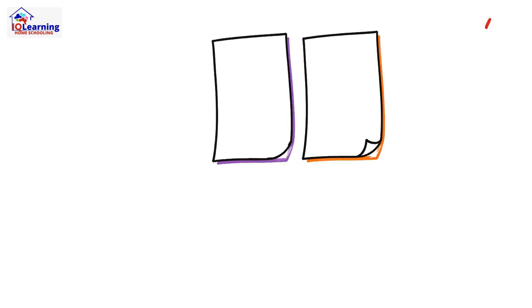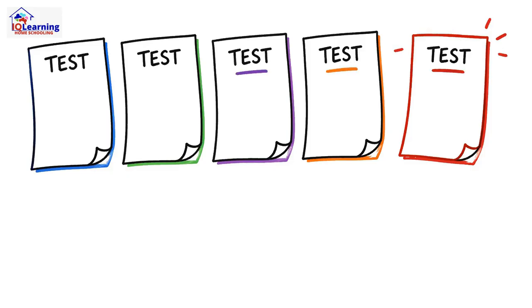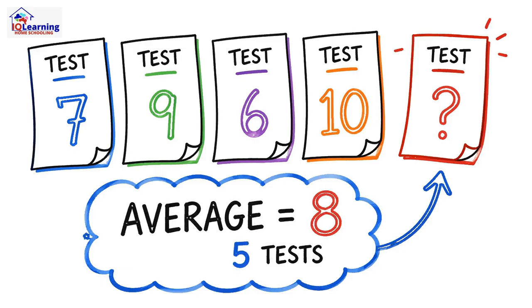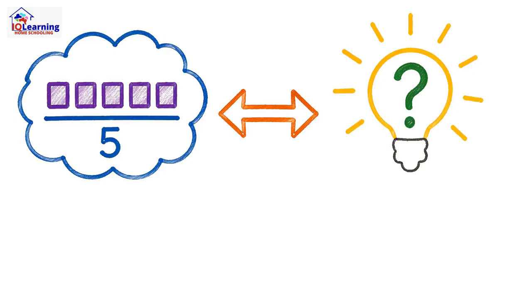You've got 4 test scores: a 7, a 9, a 6, and a 10. You need an average of 8 across 5 tests to get the grade you want. What do you need on that last test? This isn't just about finding the average, it's about using the average to find a missing piece of the puzzle.